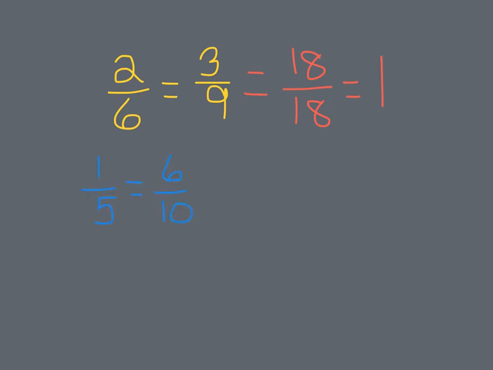So let's use that cross products rule to determine if 1/5 is equivalent to 6/10. So we're going to multiply the 1 times 10, and that gives us 10.